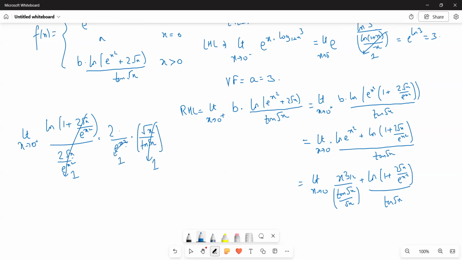अच्छा b भी तो था यहाँ पे पूरे में. b बाहर कर दो. b into. So this would be b into पहला लिमिट का वैल्यू 0, दूसरे लिमिट का वैल्यू 2. So 2b. But then for continuity, what should 2b then be equal to? A 3. So for continuity, 2b must be equal to 3. Therefore, we get b as 3/2.